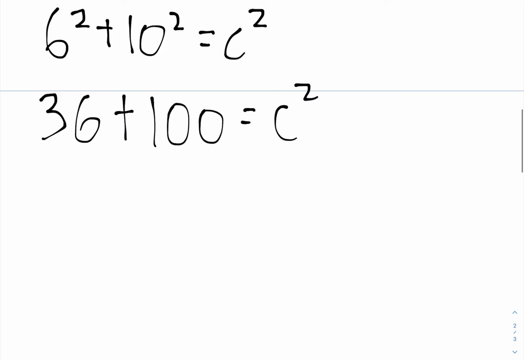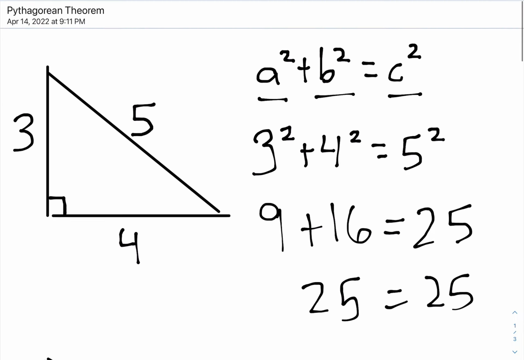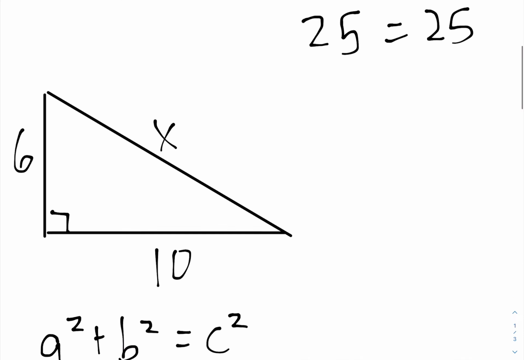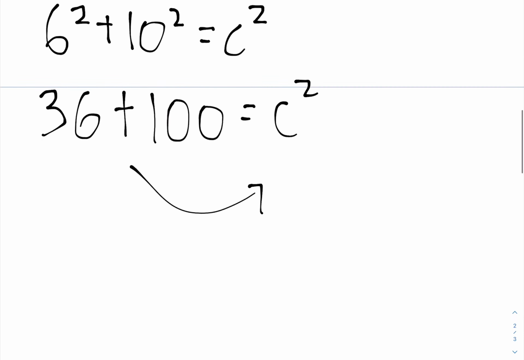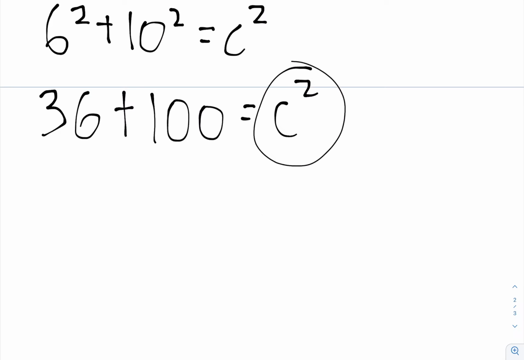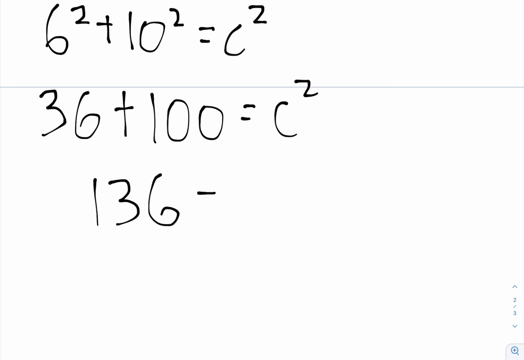Okay, so in the last question we did, we had to move a term on the left to the right side. Remember, it was 9 plus 16, and we had to subtract 16 on both sides. This time we don't need to do that because the thing we're looking for is already on the right side, already on its own. So all we need to do is add these two things together. 36 plus 100 is 136, and that's going to equal c squared.